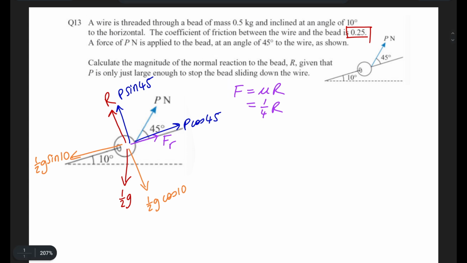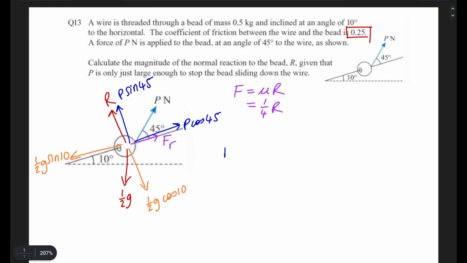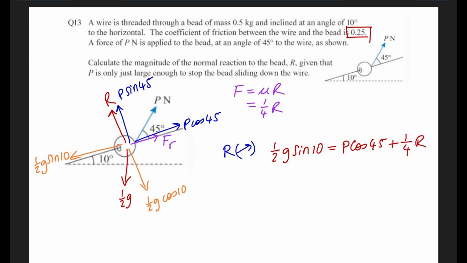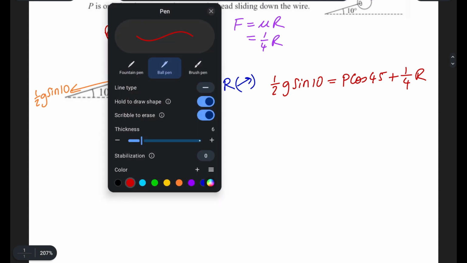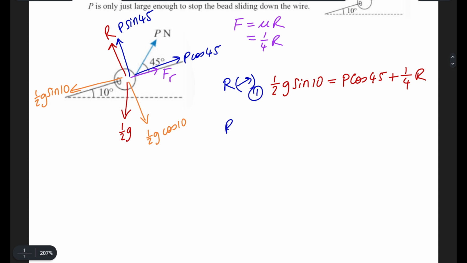So forces going up equals forces going down. So let's resolve parallel to the slope. Half g sine 10 is equal to forces going up, which is P cos 45, plus friction, which is mu R. So we're just going to call it a quarter R. That is going to be called equation 1. And then we're going to resolve perpendicular to the slope, and this is going to be called equation 2.